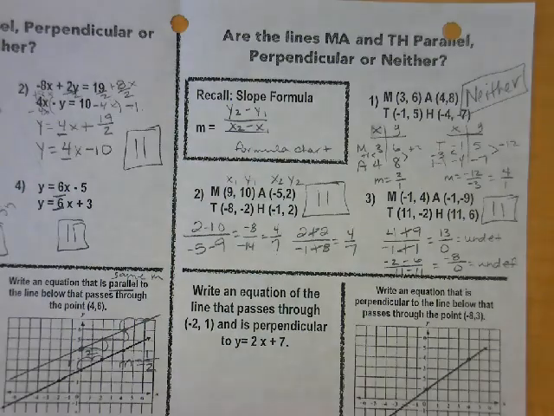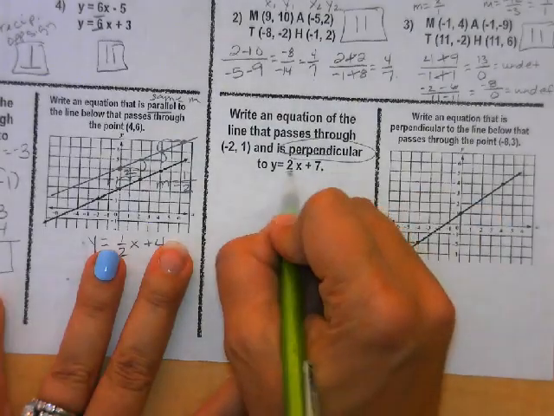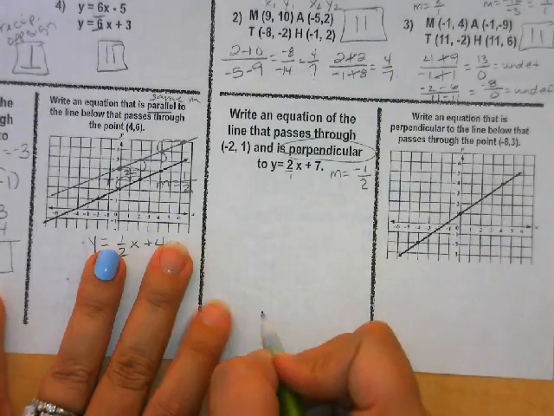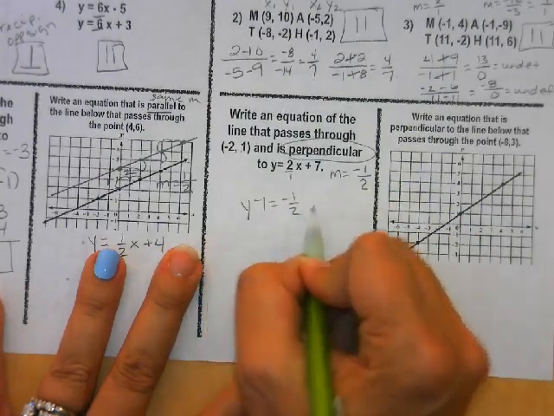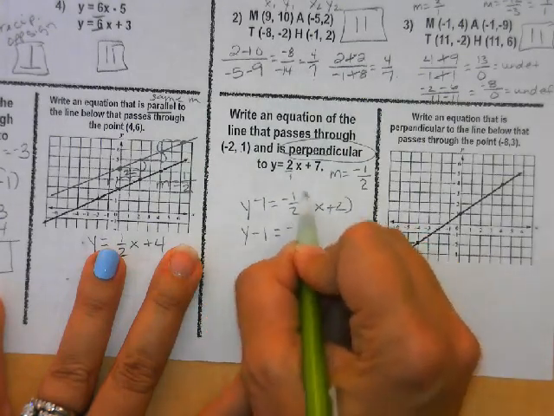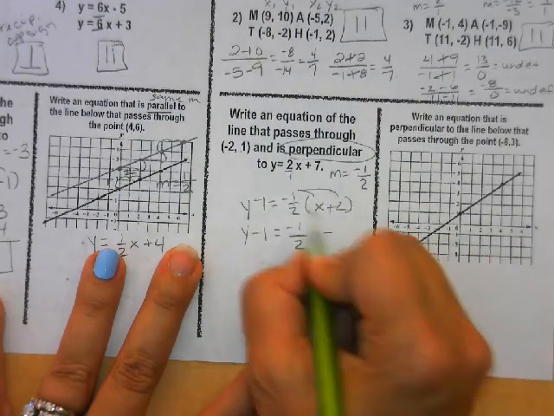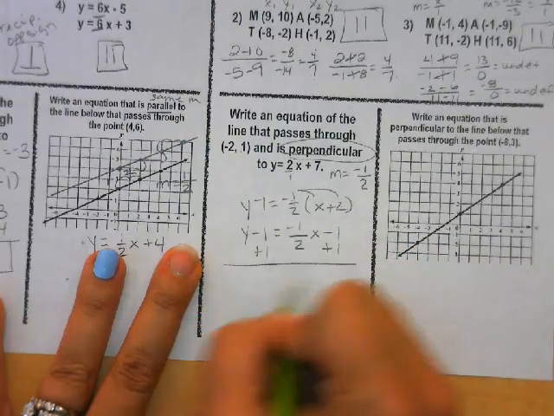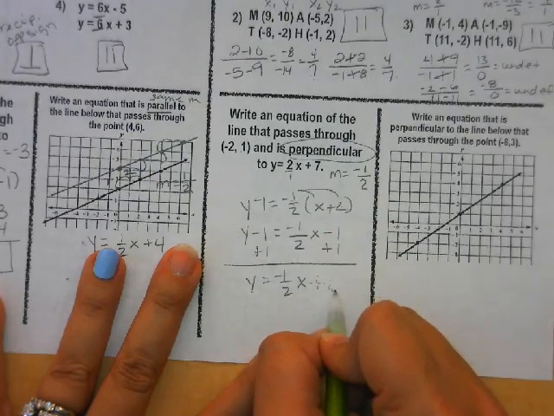All right. Write an equation that passes, okay, perpendicular. So if my slope is 2 or 2 over 1, my perpendicular slope is a negative 1/2. So I'm going to say y minus 1 equals negative 1/2 x plus 2. I'm going to distribute. Negative times a positive is a negative. Negative 2 over 2 is a negative 1. So we just get y equals negative 1/2 x. You could put the plus 0, but it's not necessary.